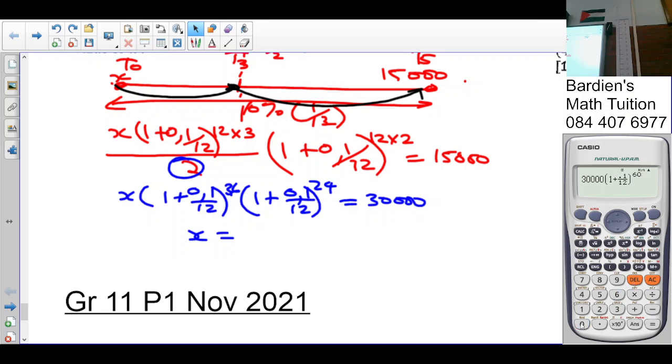Let us check if that is correct. Nope, must be over. 18,233 rand and 60. Correct? Did you check? Okay. So 18,233 rand and 60. It's a nice question, huh?